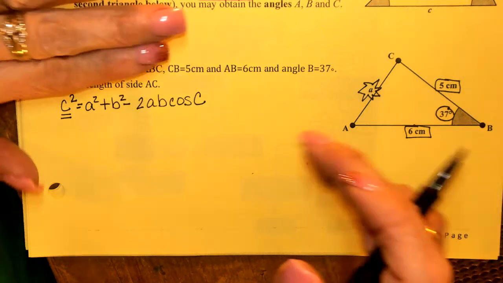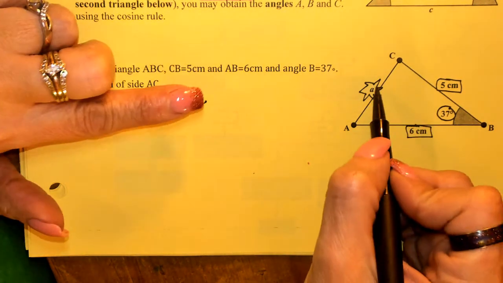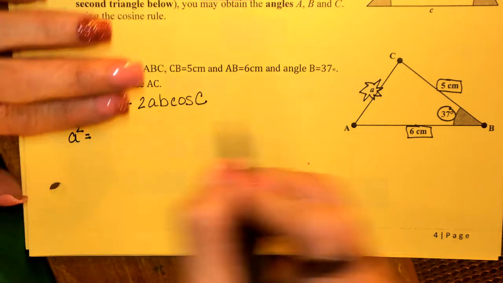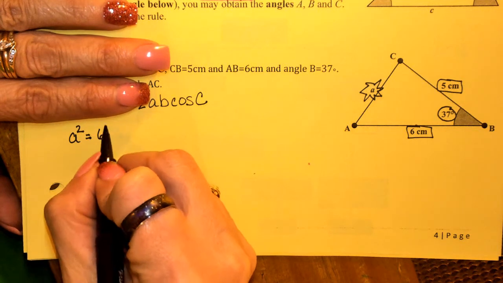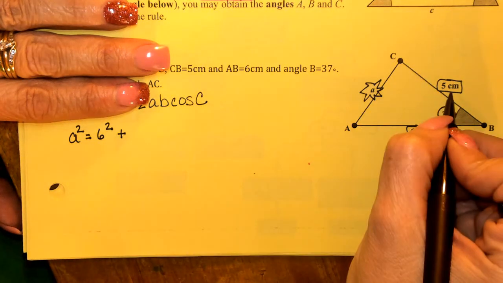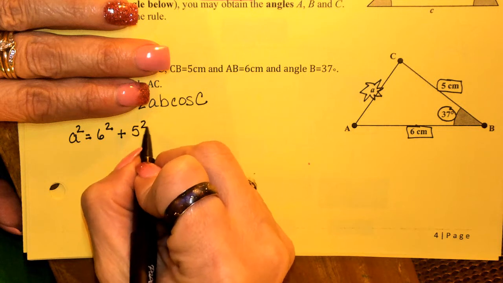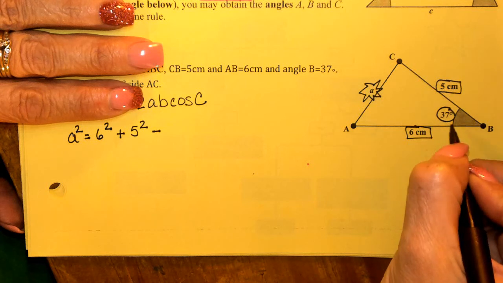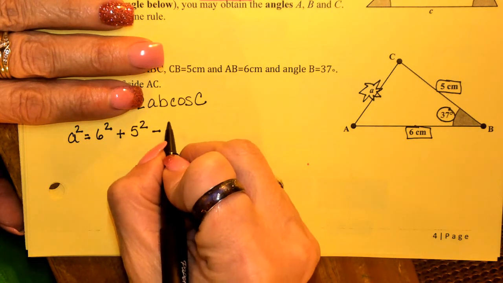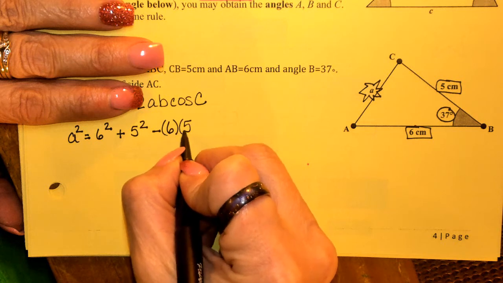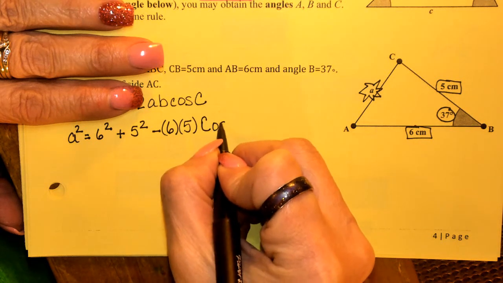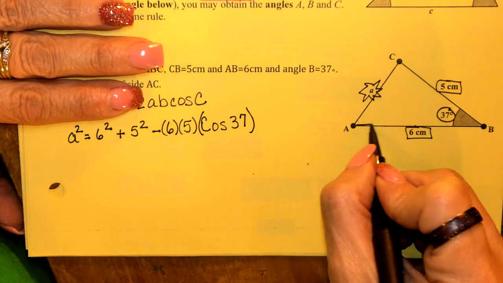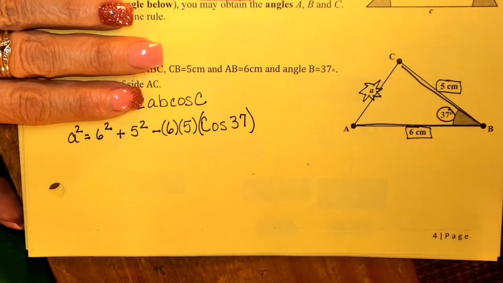So if I were to rewrite this one, I'm going to use this as my model. I want to know A. So I'm going to say A squared equals, and I'm going to take 6, and I'm going to square it, plus the other side squared minus, and then I need to take these two sides, again, because the angle's in the middle of them, I'm using that. So that'll be 6 times 5 times the cosine of 37. And the thing I want you to notice is that these right here are all touching.